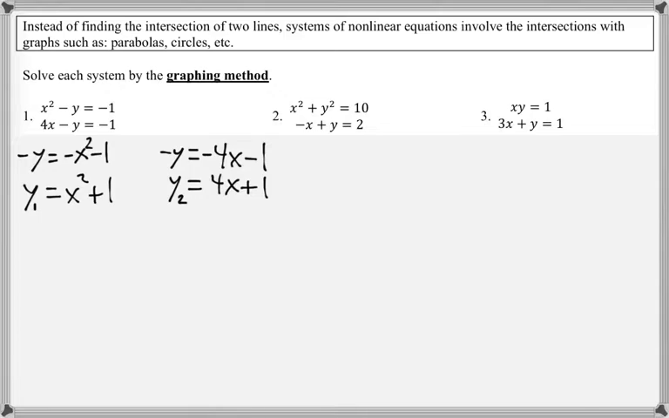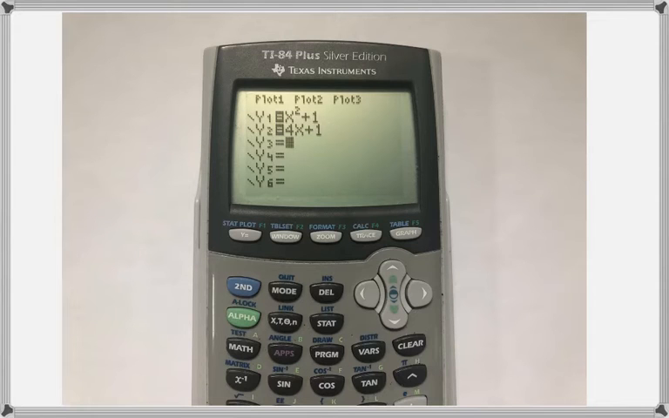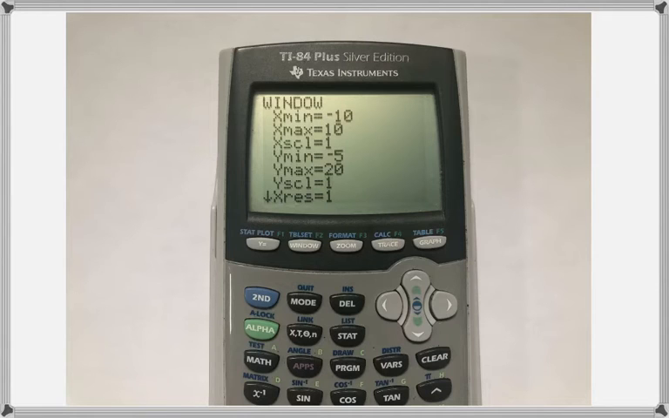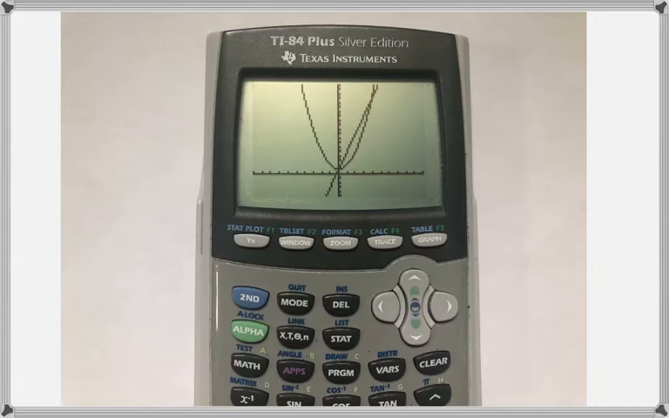So I'm going to plug these into my calculator. And the window that I'm using for this is -10 to 10 and -5 to 20. So I found that this window worked the best. You can always play around with the window to try and get the best view of your intersection points. So if you graph it, it should look like this. So my two answers are going to be here and here. So I need to use the intersection command to find those.